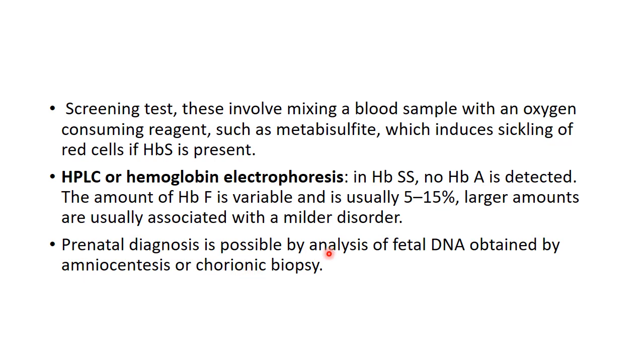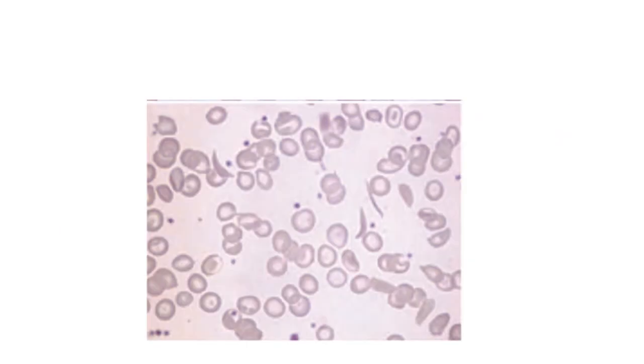Prenatal diagnosis is possible by analysis of fetal DNA, which is obtained by amniocentesis or chorionic villus biopsy. This is a picture of sickle cell anemia. The sickle cells will appear in the peripheral film in this form, which are elongated lean cells. This one, and this one.